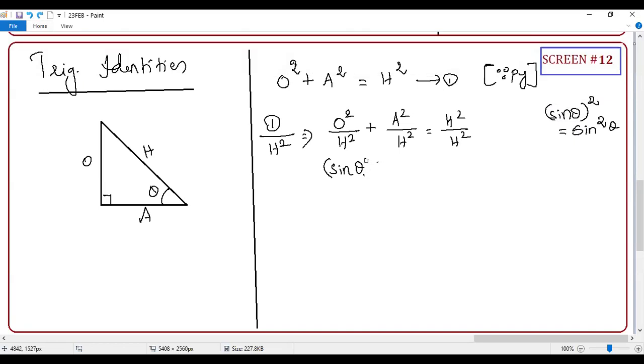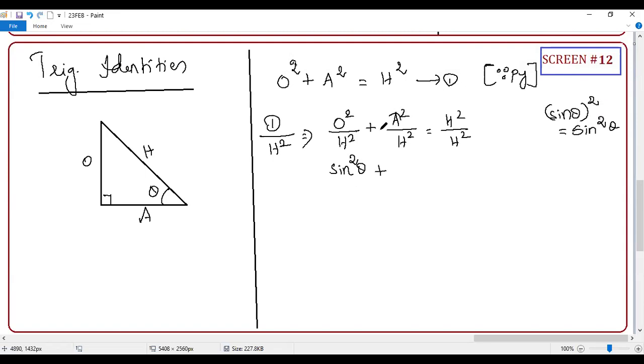It's a conventional rule. Sir, can I use sine theta the whole square or sine square theta? Both are correct. Both are 100% correct, my dear student. You can put sine theta the whole square instead of sine square theta. Please remember, but the conventional rule is that the square goes in between the function and the angle. Very well, no doubt on that.